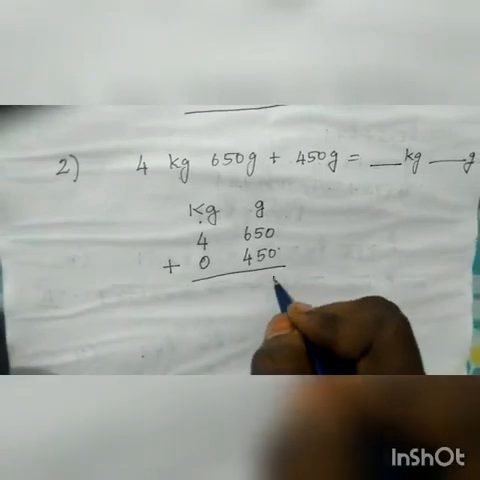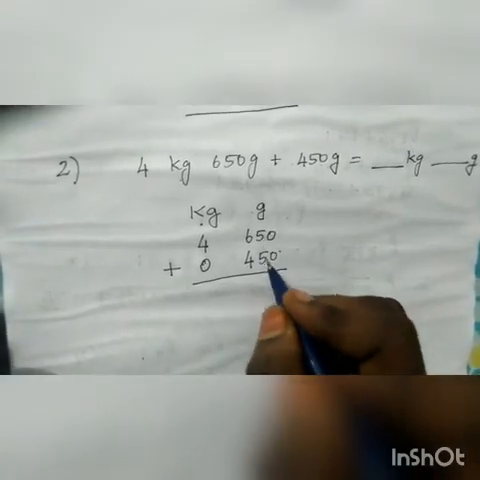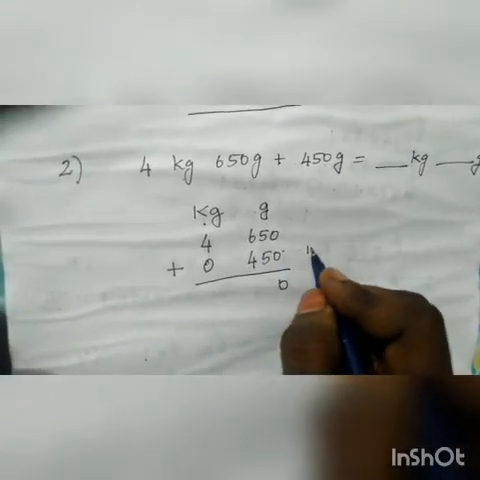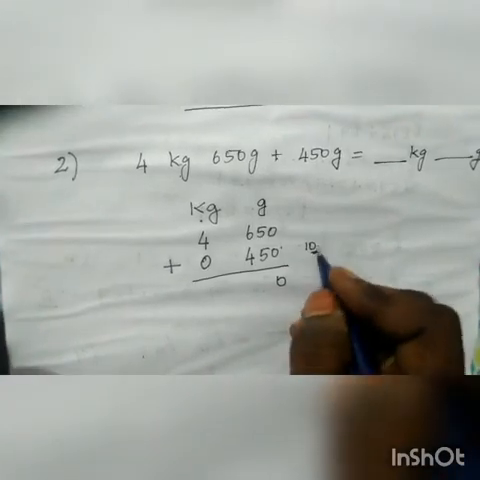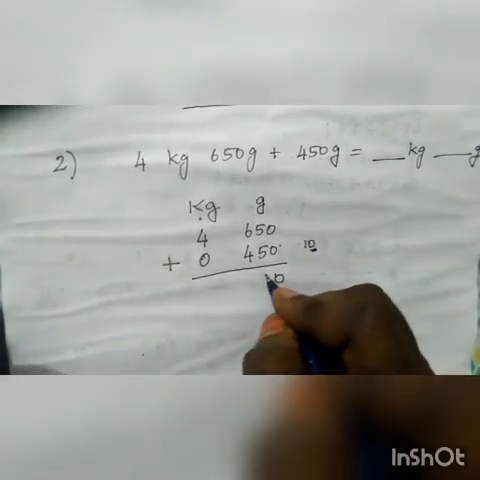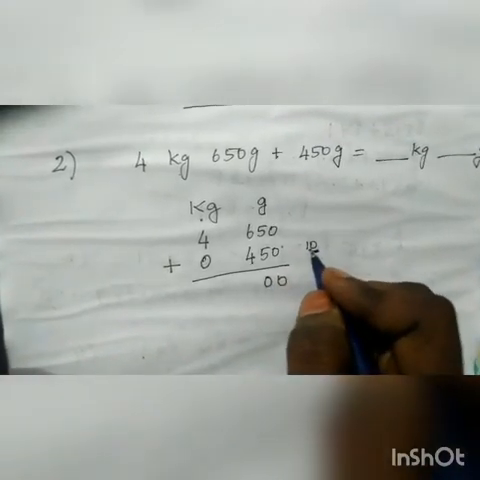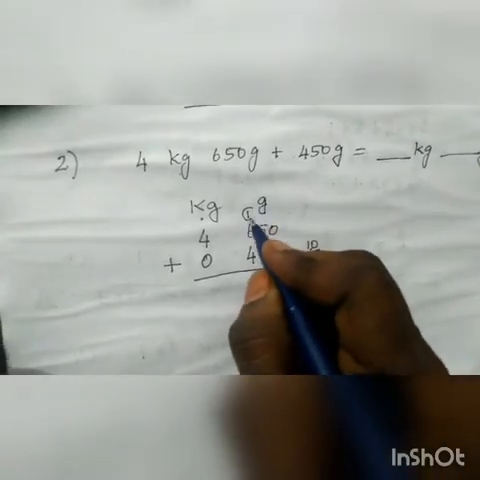0 plus 0, 0. 5 plus 5, 10. If we have 10, we have to write only 0 in the ones place, right? So we have to write that value only. This 1 will be carried over to the next place.